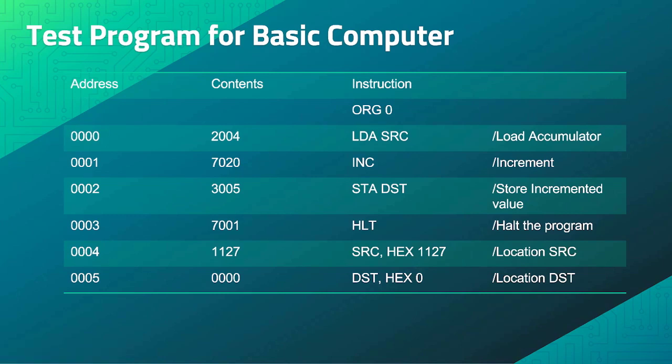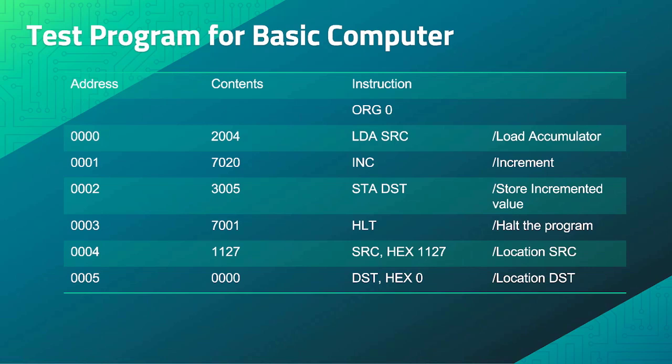The first instruction is load accumulator. It loads the accumulator from the location pointed to by SRC. As of now, SRC is pointing to location number 4, so 1127 will be fetched and loaded into the accumulator. The second instruction is increment. It increments the accumulator, so 1127 will be incremented to 1128.